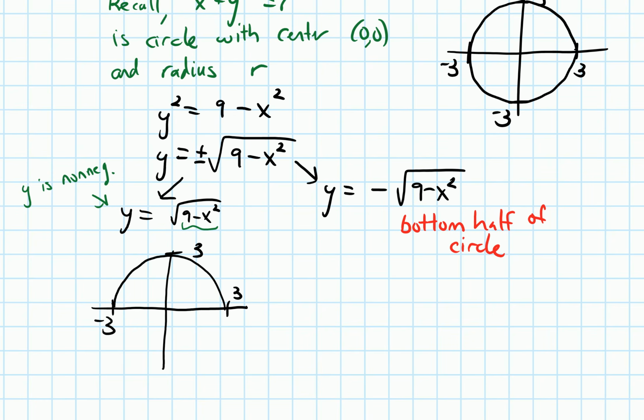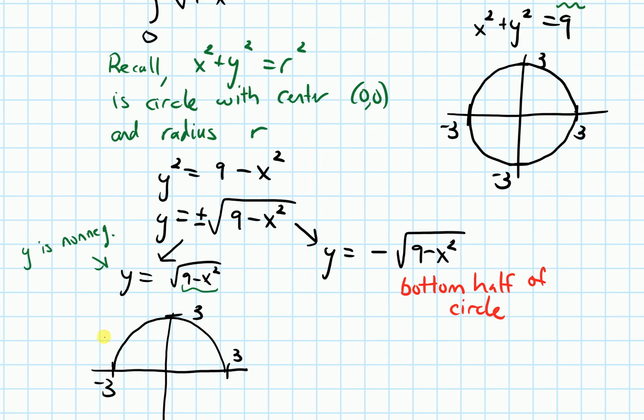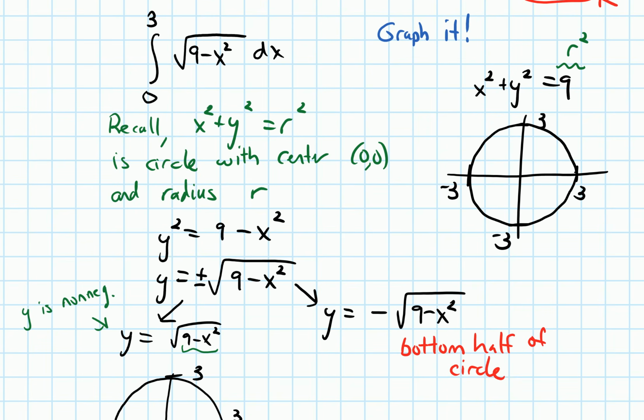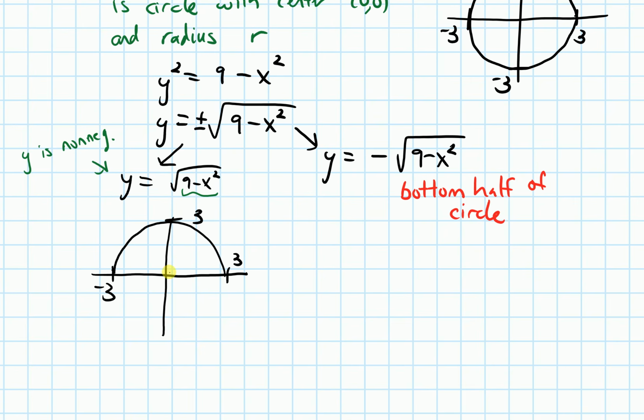Okay, so now we know the shape of our graph. We know it's a semicircle. But we care about the area from x is 0 to 3, because those are the bounds of our integral. So we care about what's going on from when x is 0 to where x is 3, and that's this part of the graph. So we actually want the area of a quarter circle.